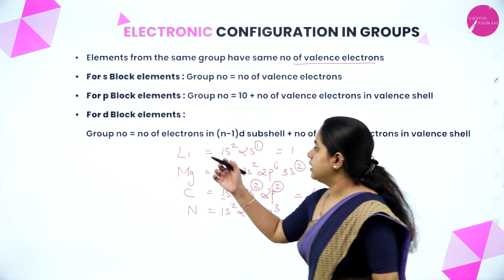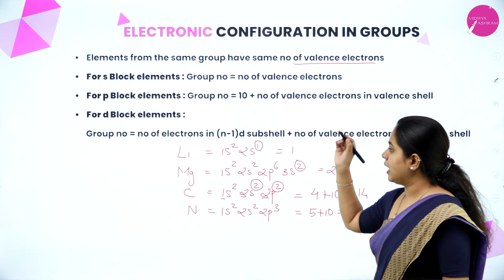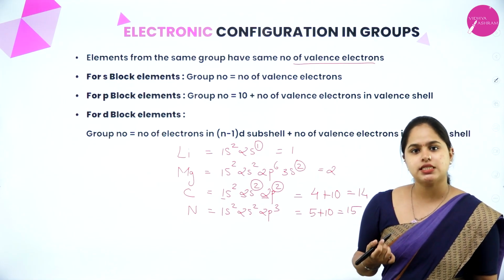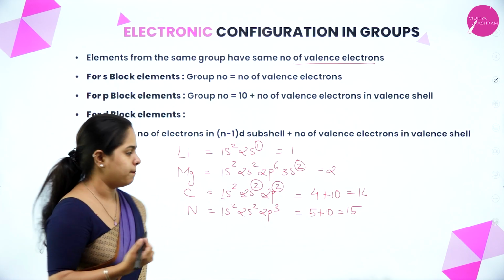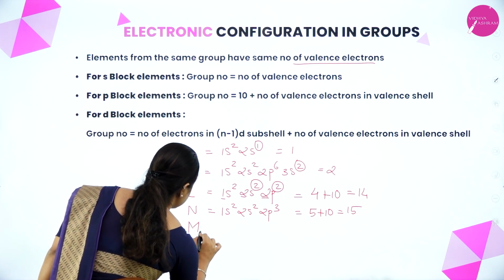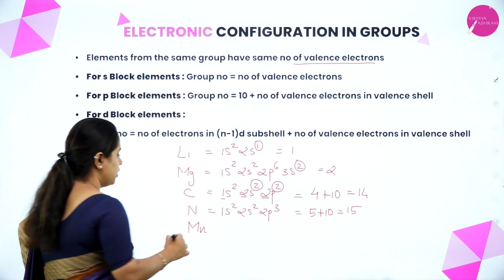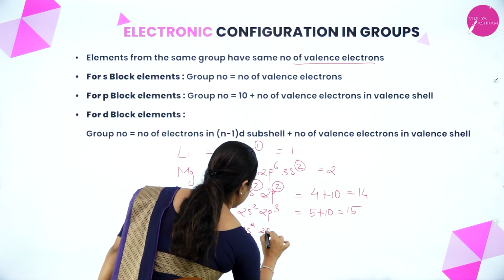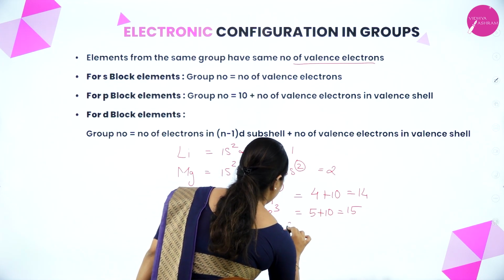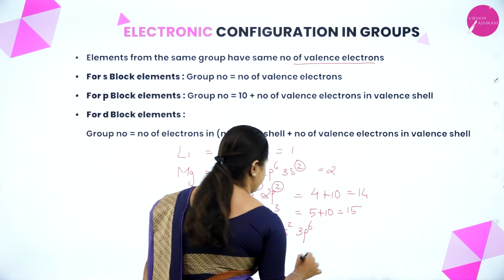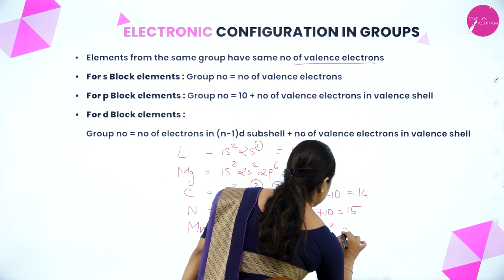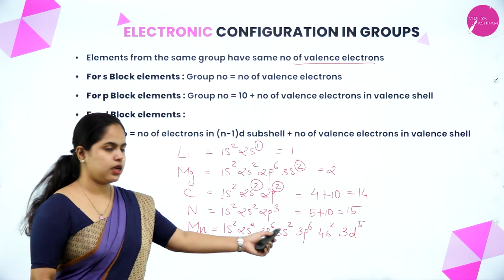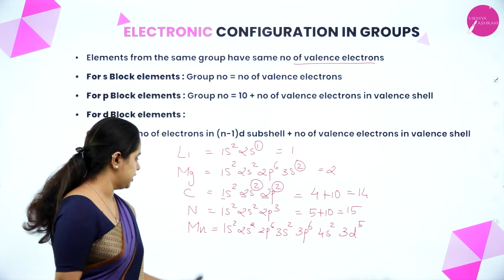For D block elements, the group number will be equal to the number of electrons in the n-1 d subshell plus the number of valence electrons in the valence shell. Let us take an example from the D block, manganese. Manganese has an atomic number of 25, so how do I represent it? 1s2, 2s2, 2p6, 3s2, 3p6, 4s2 and 3d5. This is the electronic configuration of manganese.